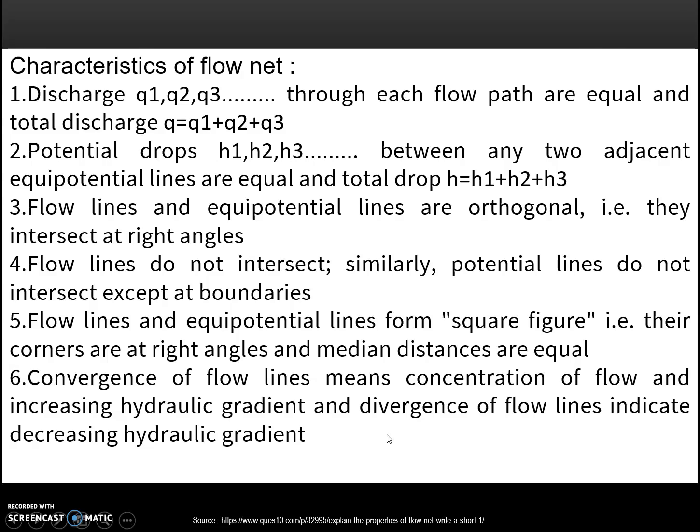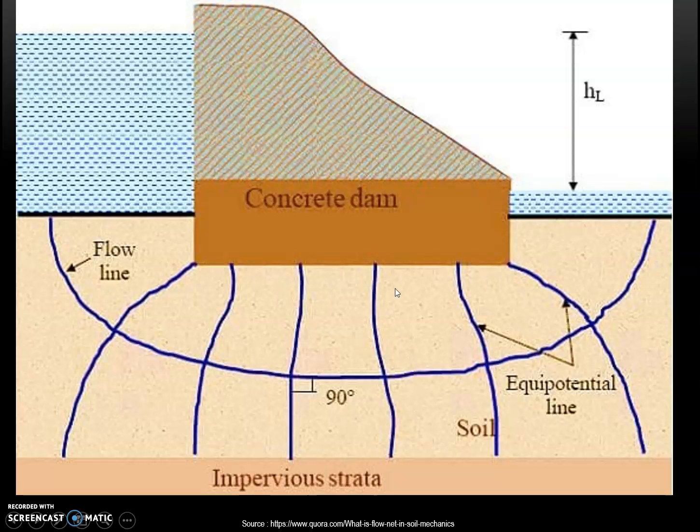So here we can see a concrete dam, and the head between the water level in the reservoir and the water level at the downstream section is HL, and we can see the flow lines drawn and the equipotential lines. We can see that the flow lines and equipotential lines intersect at right angles, that is 90 degree.